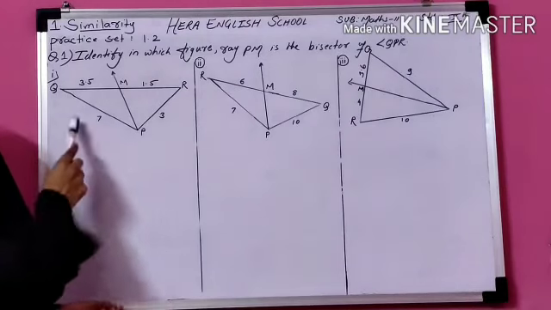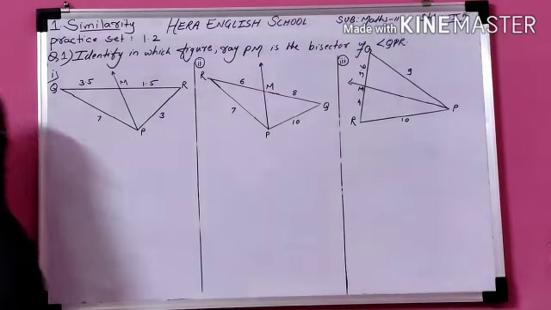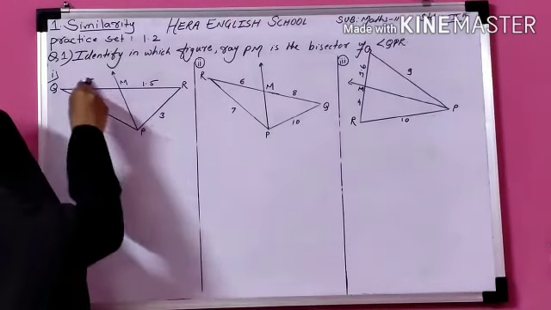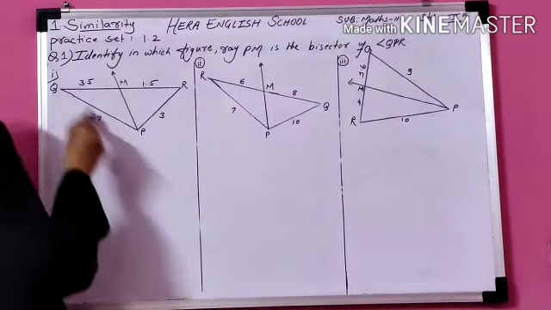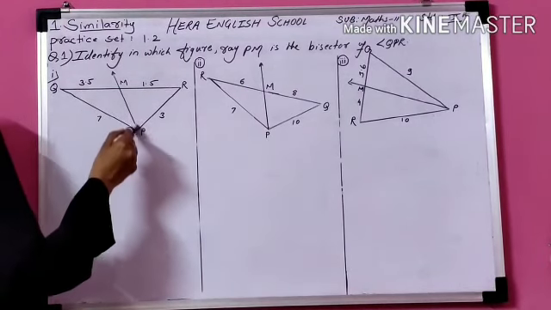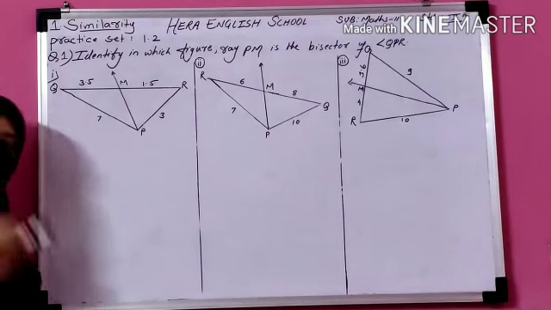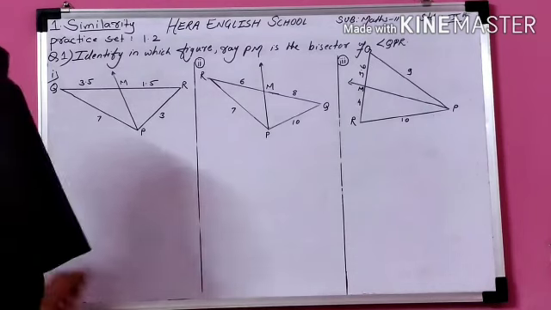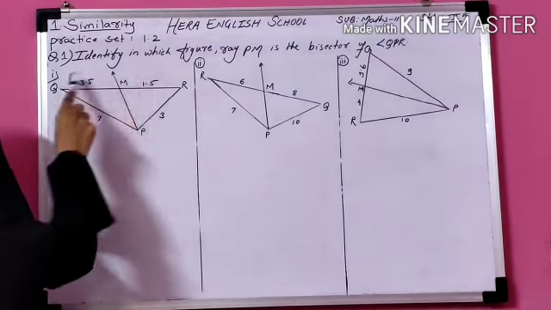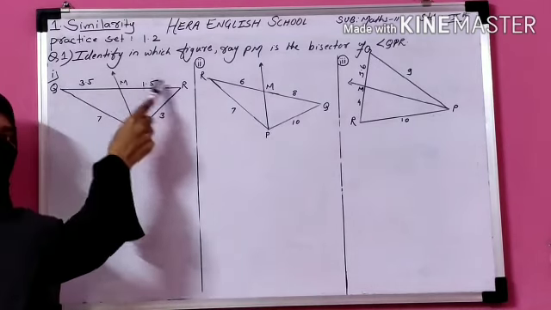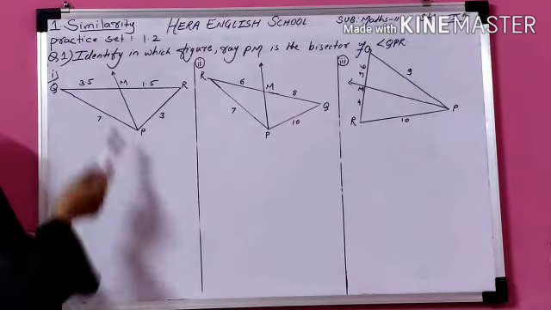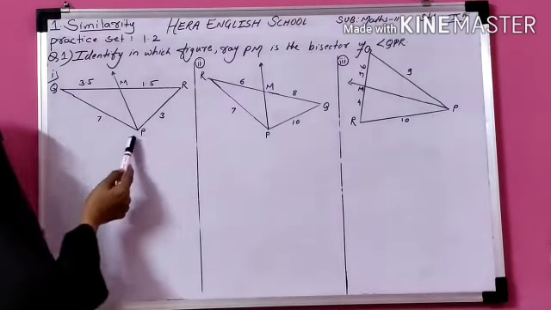Here you can apply the converse of the angle bisector theorem. What does the converse of the angle bisector theorem say? It says that if the ratio of the sides opposite to the angle is equal to the ratio of the remaining sides, then the ray is the bisector of that angle. I am repeating: the ray is the bisector of that angle.